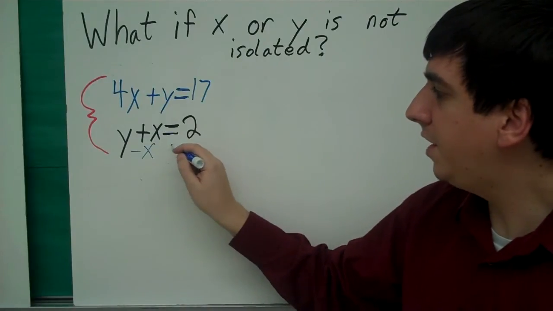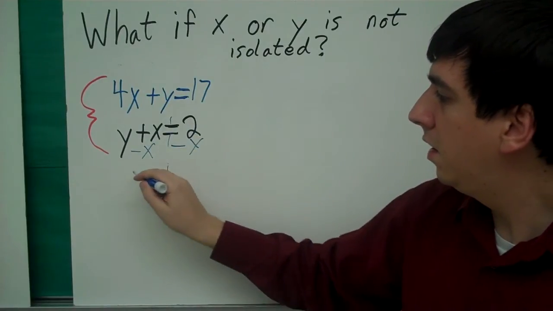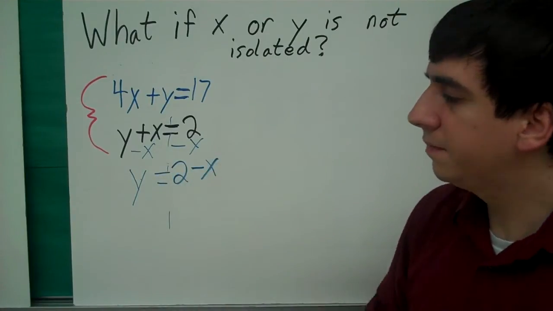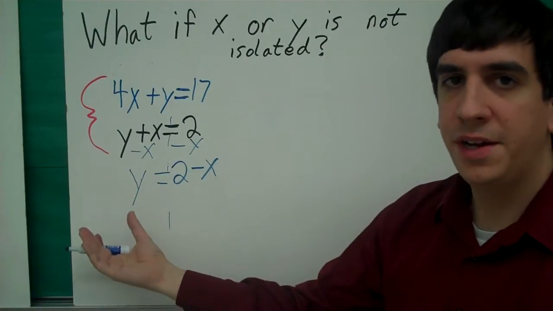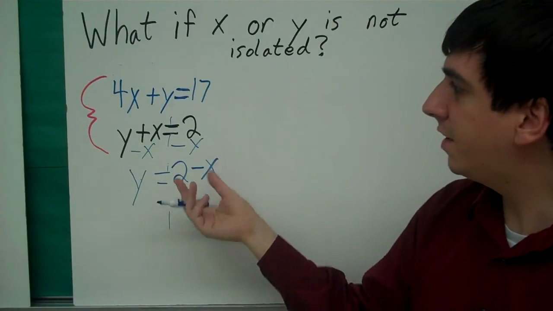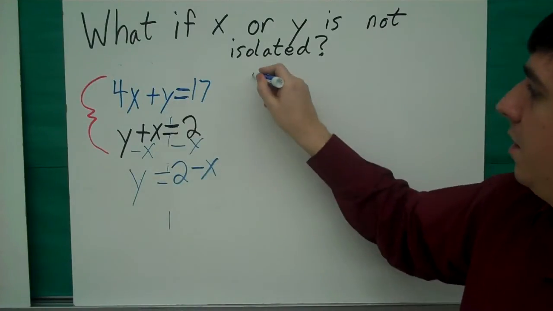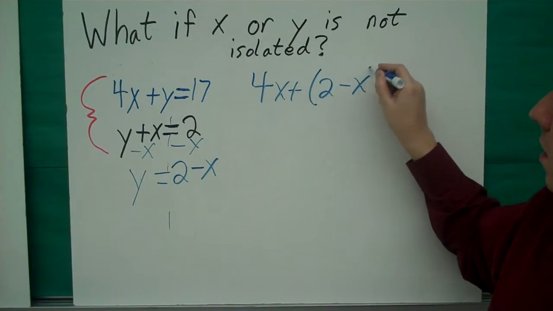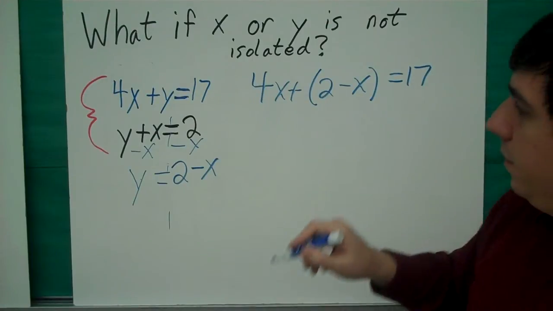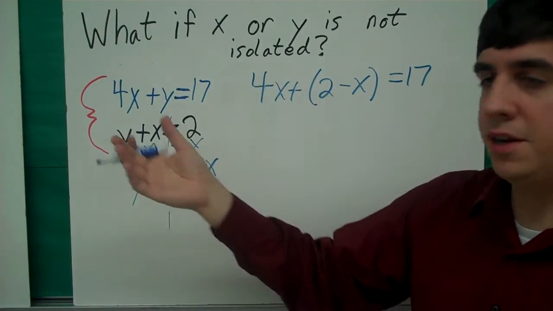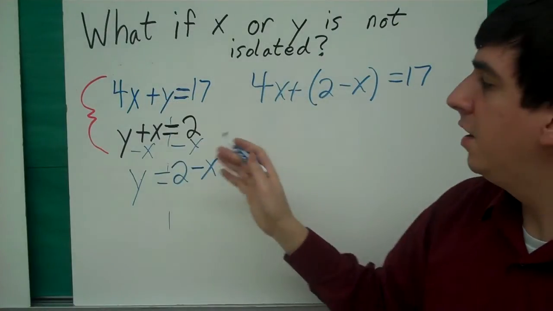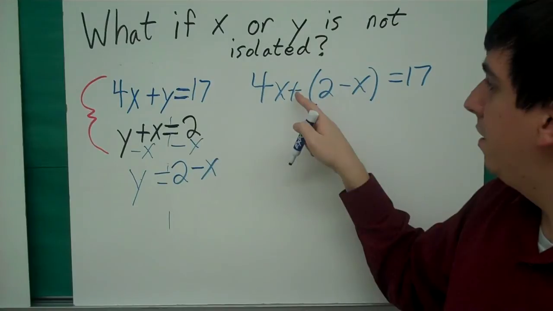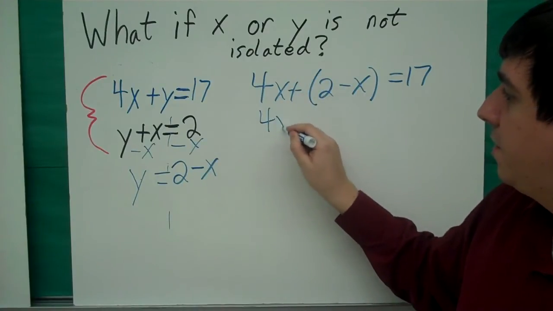So I'll subtract x from both sides, and I'll have y equals 2 minus x. Since y is all by itself, now I can substitute in 2 minus x for y in my first equation. I want to make sure to use parentheses because if this y has a coefficient here, I would have to distribute that coefficient here. So there's nothing to distribute now, so I'll just remove parentheses.